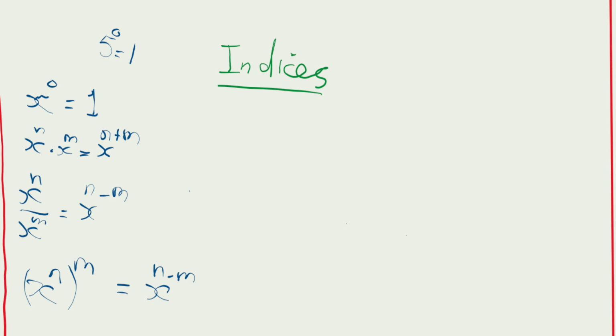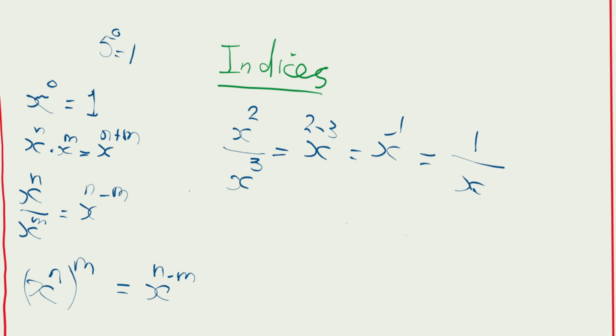So if you have a negative index, we don't leave it like that. If you have a negative power, for example, if you did x to the power of 2 divided by x to the power of 3, and you got the answer x to the power of 2 minus 3, because we subtract, right, which is x to the power of negative 1. So the rule of indices says make it 1 over x, and this is our next rule.